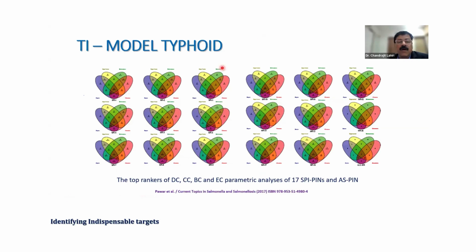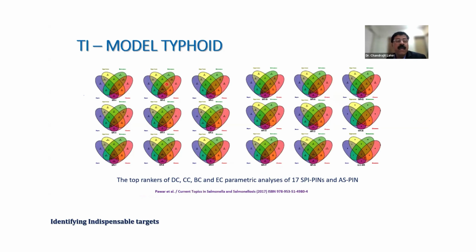But then I didn't stop with the model typhoid. I went on for bioinformatic analysis. I came to know that there are 17 such Salmonella pathogenicity islands, and we have made all those different islands and their networks.